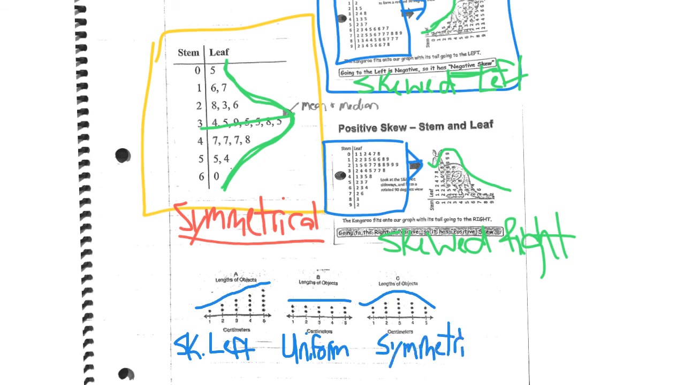So you have to be able to look at, no matter if it's a dot plot or a stem and leaf, and we have to turn it on its side, we have to know, is there a tail? Is it a straight line? Or are both sides about the same and it's symmetrical?